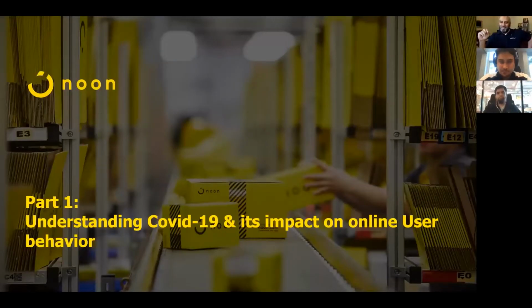Mazhar Sheikh, Commercial Director, and Latif Sultan, the Category Leader, for a very timely topic on understanding the COVID-19 implications on online user behavior and some background about the story of Noon.